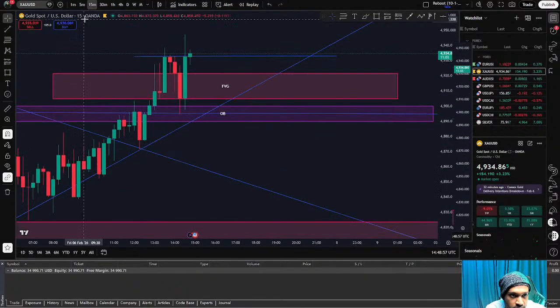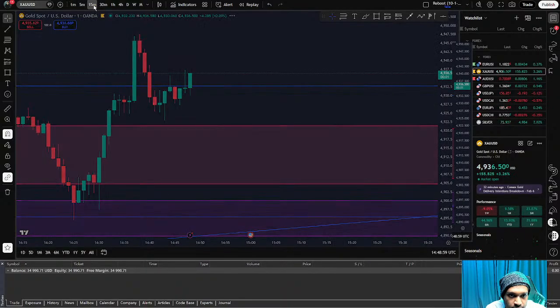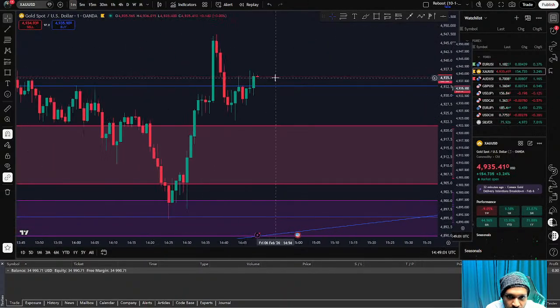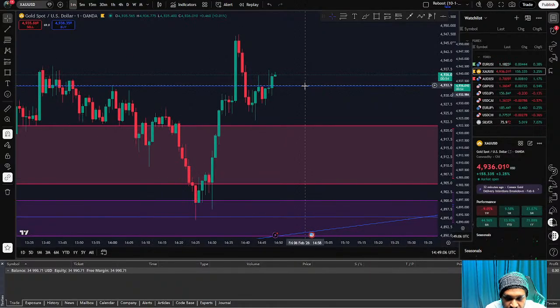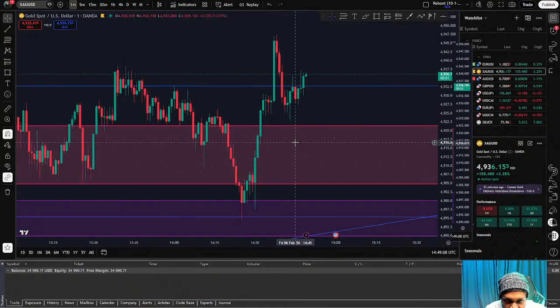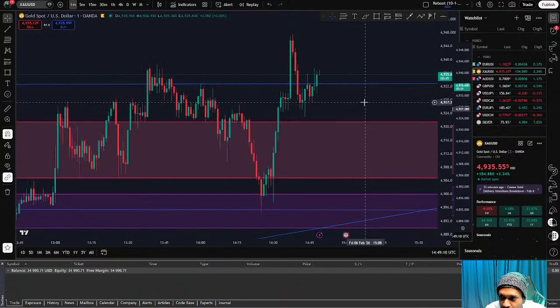So here's an important tip for you guys about fair value gap. Fair value gaps are zones, not entries. Okay, they are just zones. They are not entries. Zones. What I mean by zone is where the price is going to come back to that area. That's what it means.